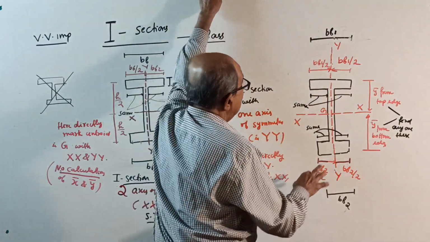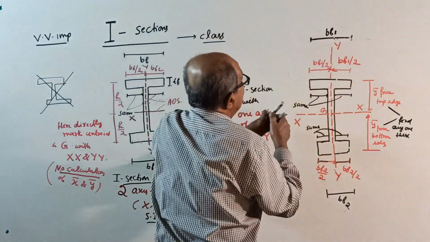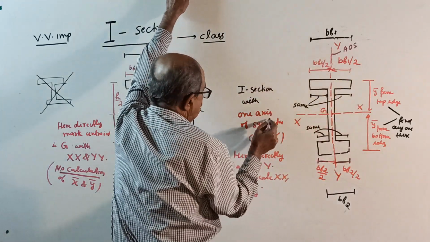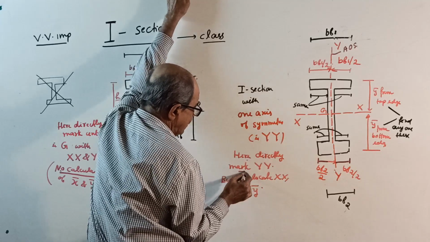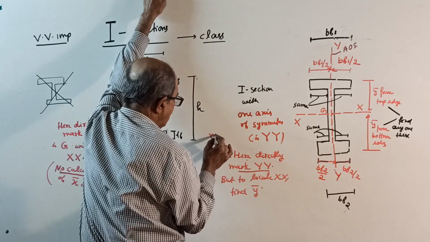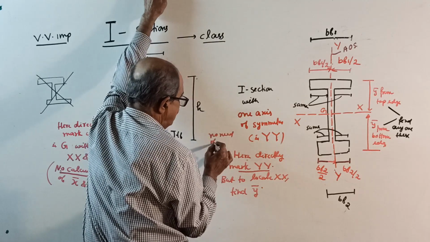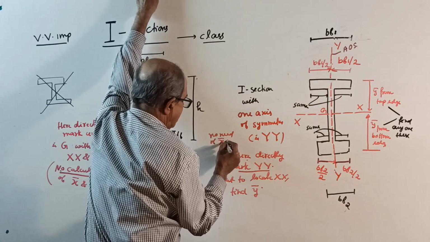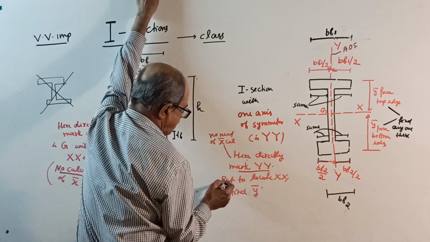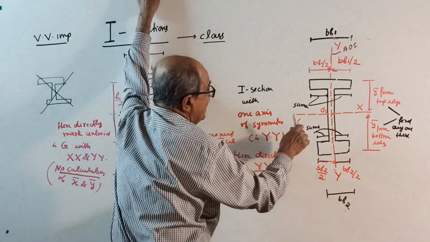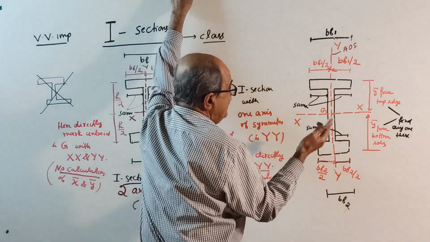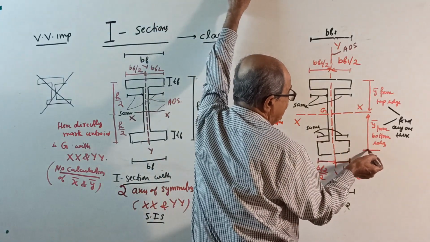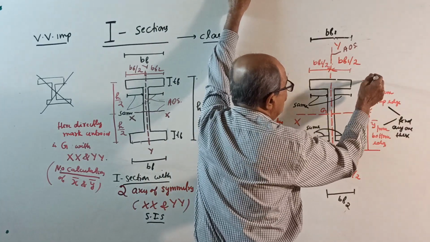Okay, now, here, there is one axis of symmetry. See, here, y. This y is axis of symmetry, with one axis of symmetry, that is y. Here, directly mark y. If you want to locate y, you require x bar calculation, no need of x bar calculation. Yeah, but to locate x-x axis, where is it? We don't know where. It is not a midpoint. Look at x-x. Find y bar. So this is y bar from bottom edge. See, y bar from bottom, y bar from top.